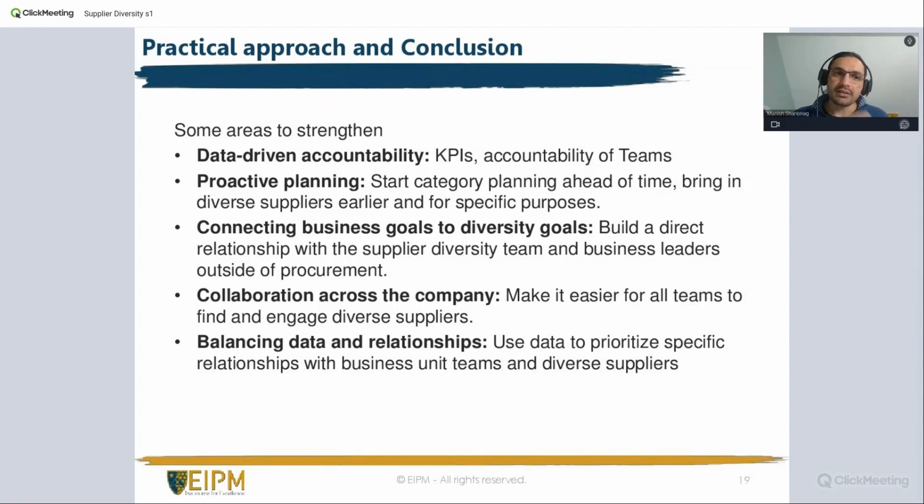Then you have the other examples, connecting business goals to diversity goals. So you could also build direct relationships between the supplier diversity team and business leaders outside of procurement. So it's not only procurement's responsibility; we are moving outside, making the legal team aware, the marketing team, finance team, and others. So you're building and spreading this information outside of procurement. Of course, once you do that, the collaboration across the company makes it easier to engage the suppliers.